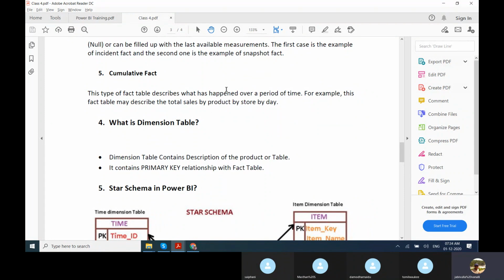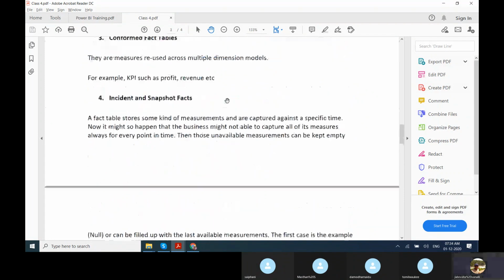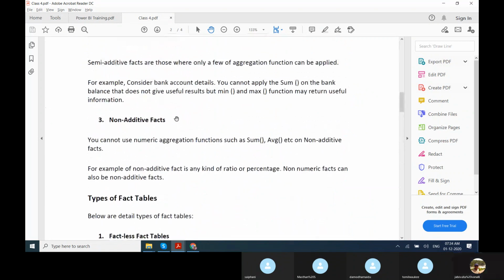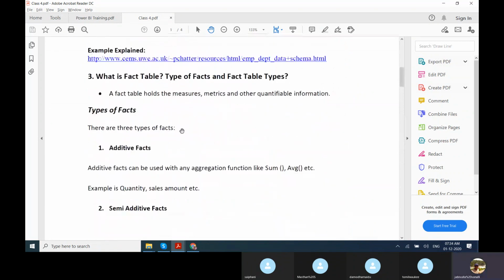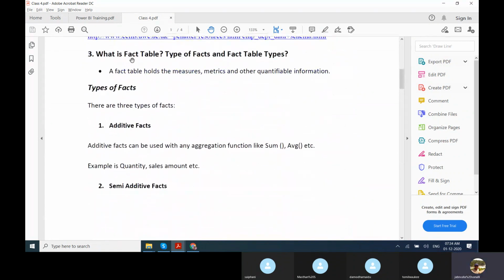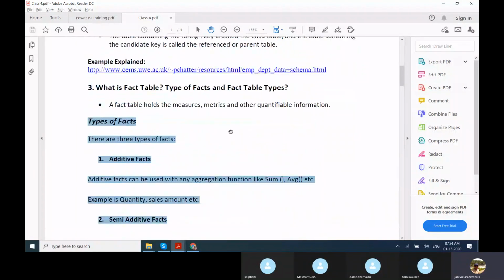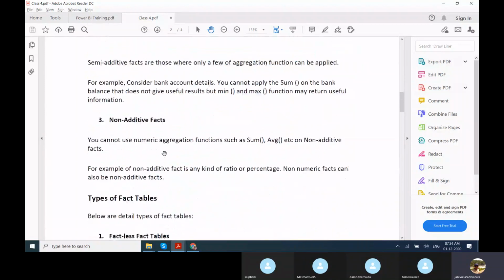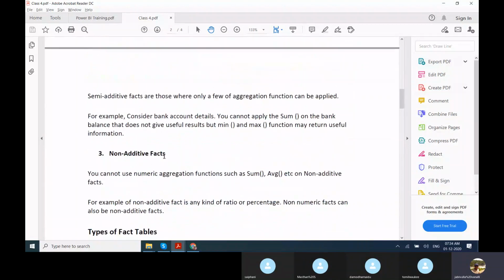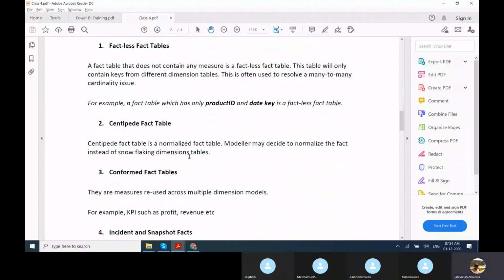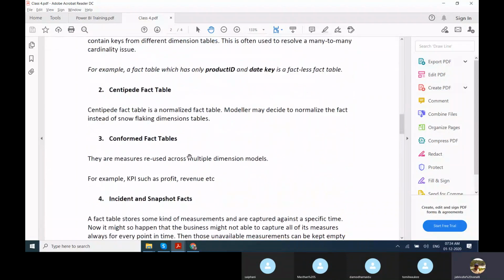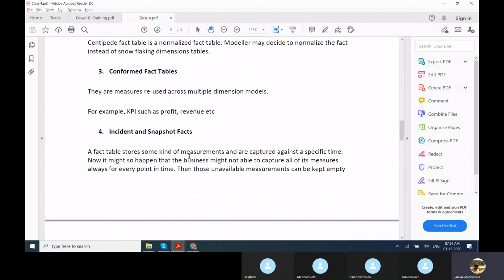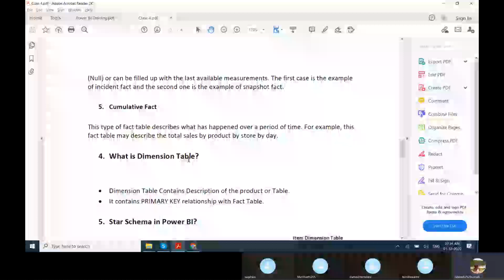So this is the fact table and its types. Okay. So types of facts are three types: additive, semi-additive, non-additive. And fact table types are five types: factless fact table, centipede fact table, conformed fact table, incident and snapshot fact table, and cumulative fact table.